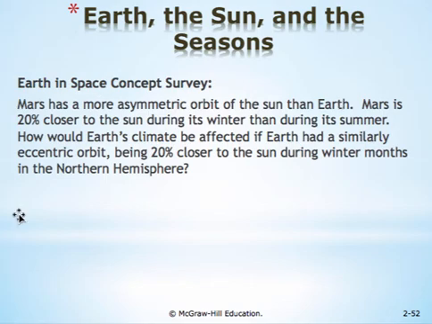Mars has a more asymmetrical orbit of the sun than Earth does. Mars is 20% closer to the sun during its winter than during its summer. How would Earth's climate be affected if Earth had a similarly eccentric orbit, being 20% closer to the sun during winter months in the northern hemisphere?